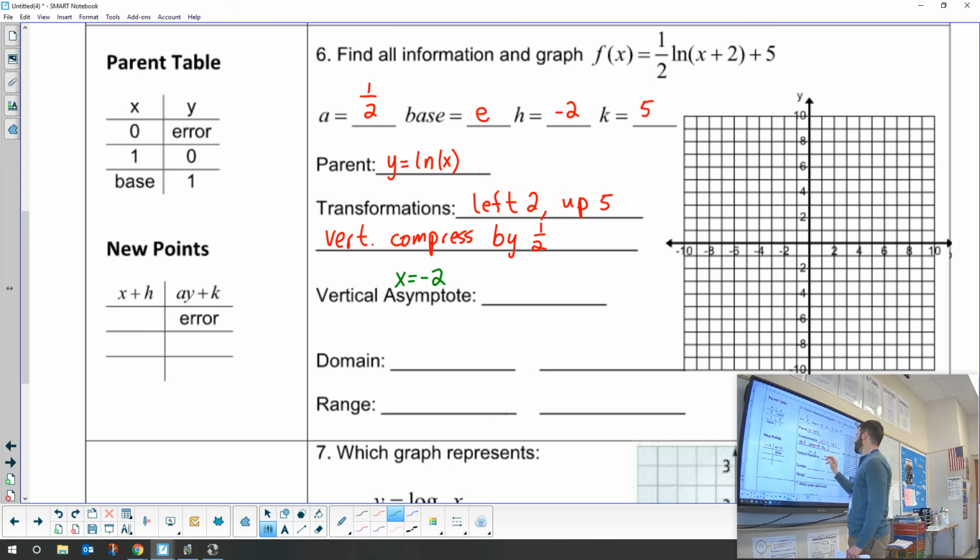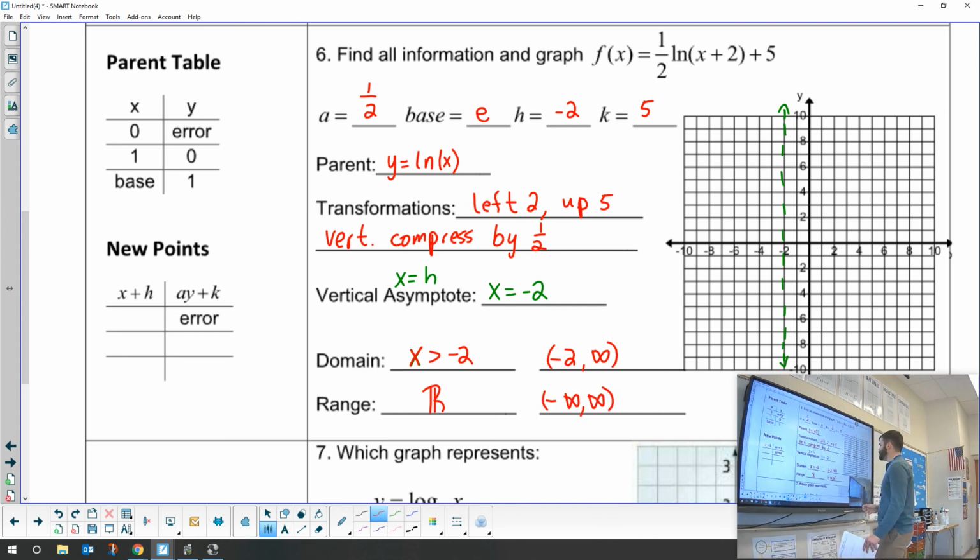So we're going to have x equals whatever h is, and my h is negative 2. So we have x equals negative 2. We can put that asymptote on here, a little asymptote there at negative 2. My domain is going to be greater than that. It's always just greater than whatever your asymptote is. So it's just going to be x is greater than negative 2, or negative 2 to infinity. My range is going to be all real numbers, negative infinity to positive infinity.